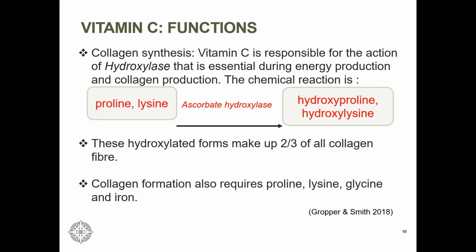So this is the function which I was talking about, that vitamin C is such an important constituent of the cosmetic industry because it supports the hydroxylase enzyme that is required for forming collagen. And what we also need is proline, lysine, glycine, and iron, which is needed in this chemical reaction.